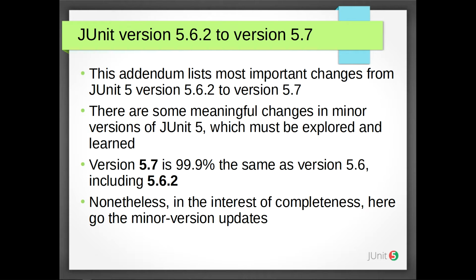Version 5.7 is 99.9% the same as version 5.6, including 5.6.2. Nonetheless, in the interest of completeness, here go the minor version updates. Usually, for example, version 5.6 to version 5.7 will have some functionality upgrades, whereas 5.6.1 to 5.6.2 will have only bug fixes.